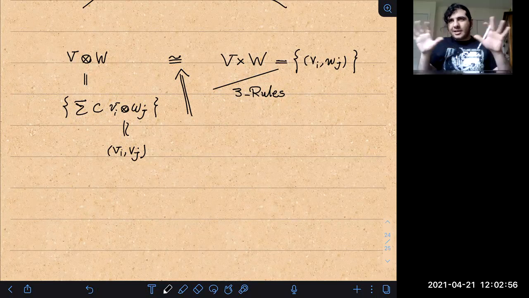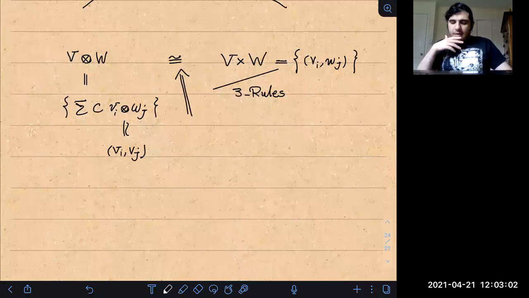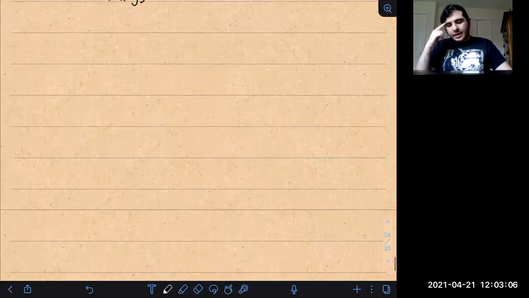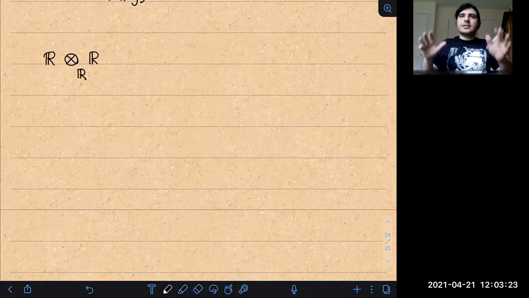This is not exactly correct, so maybe I wouldn't go more into that. So having that in mind as the definition of tensor product, we can look at a few examples. For example, let's consider these. What is R tensor R over R? Okay, I should explain what this over R means.